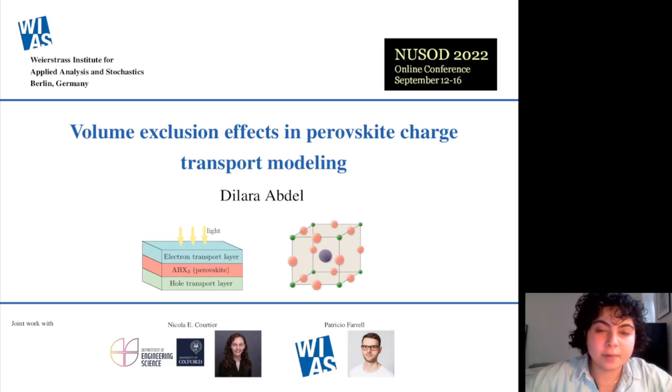I want to talk about volume exclusion effects in perovskite charge transport modeling. The outline of this presentation is clear. First, we're going to talk about the charge transport model, then about these volume exclusion effects, and lastly, we will discuss the output of some numerical simulations. The results presented here are joint work with Nicolas Coutier and Patrizio Farrell.